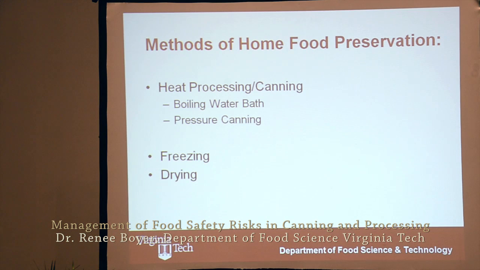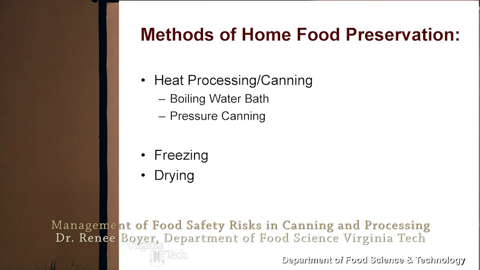Methods of home food preservation are going to be heat processing, canning, done using either a boiling water bath or a pressure canner. We'll talk about why you use one versus the other. And then freezing and drying. So I'm going to go through all those, not in as much detail as you all would probably like, but I am going to go through all of those.